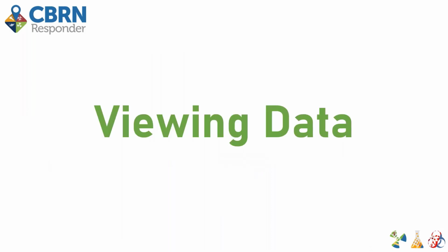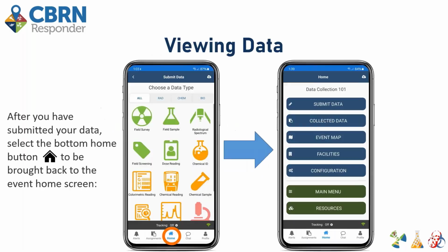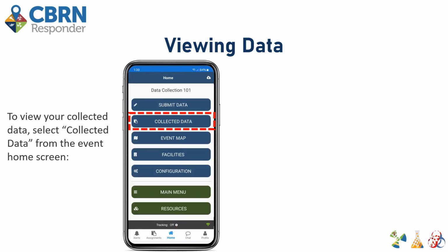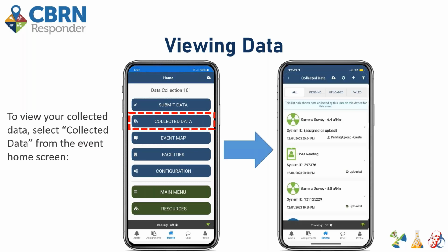So once you've submitted your data, I'm sure you want to then view the data and see this upload status and make any edits if necessary. So after you've submitted your data point, you've X'd out of the new form. If you no longer need to enter more data points, you'll select the Home button to be brought to your event home screen. Under Submit Data, you'll see an option that says Collected Data, and this is going to show you data that you collected on your device.